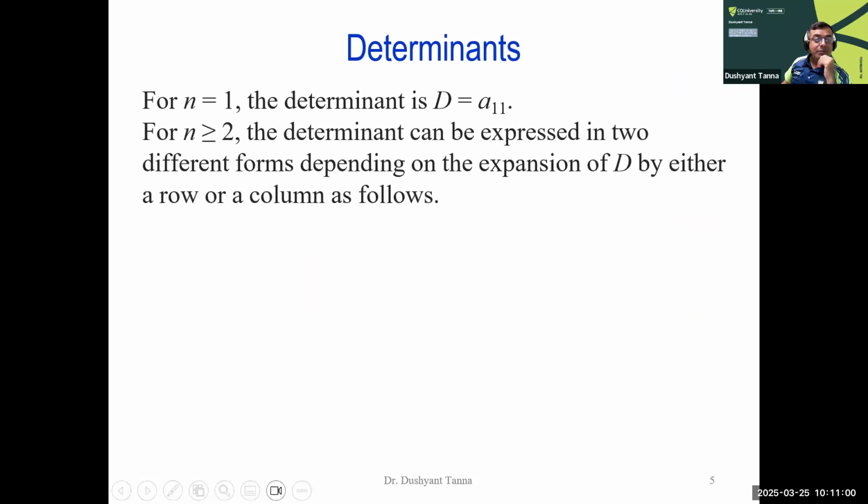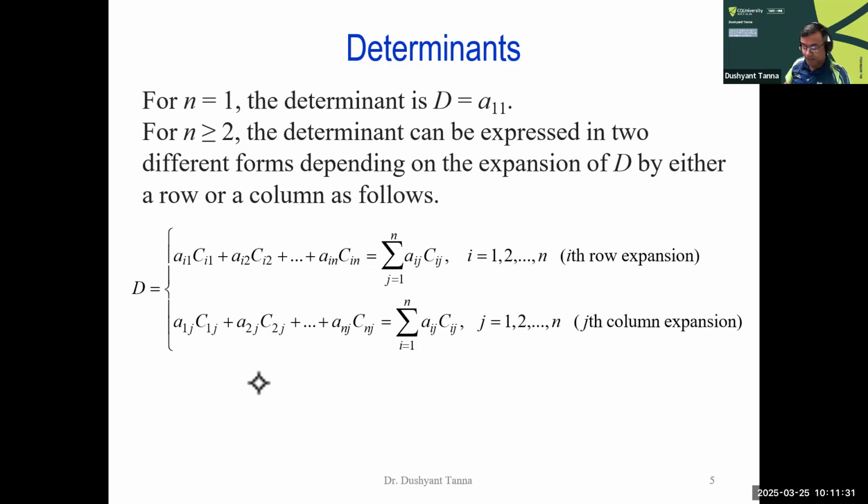Okay, so when n is equal to 1, the determinant is just a11, the number itself. The determinant can be expressed in two different forms, depending on the expansion of D, either by a row or by a column. When it comes to 3 by 3 or 2 by 2, it will make more sense. But in general, let's look at the definition of the determinant.